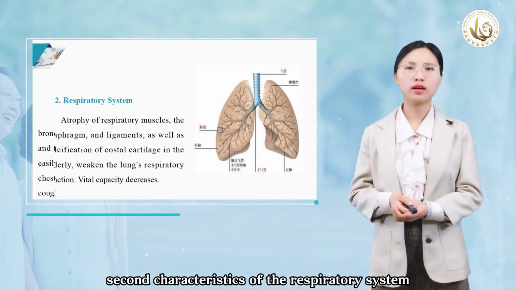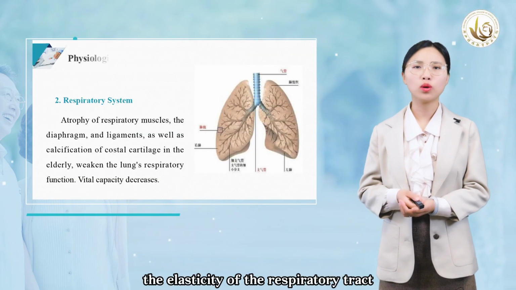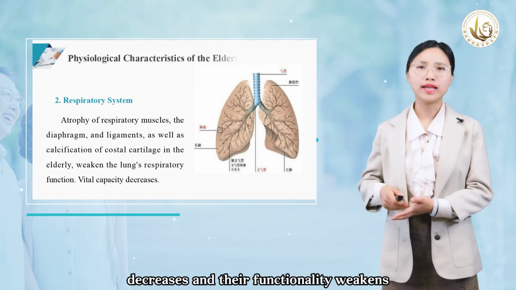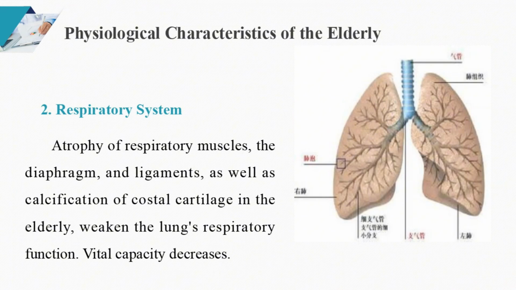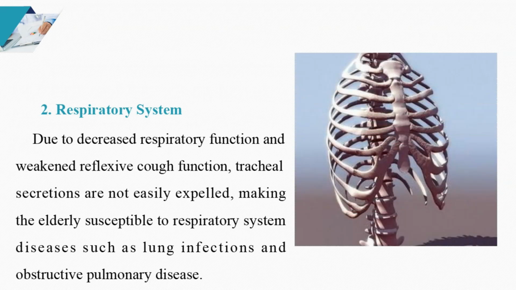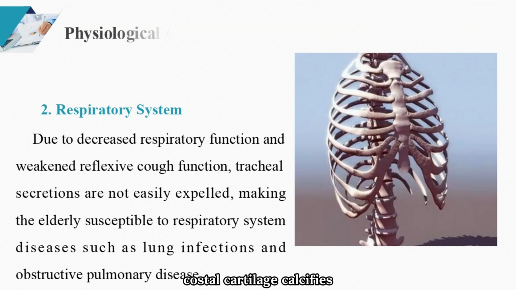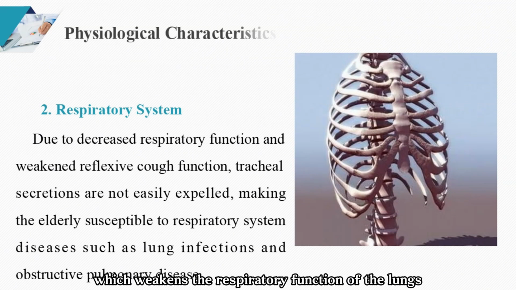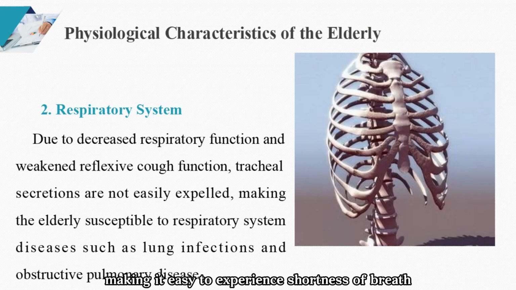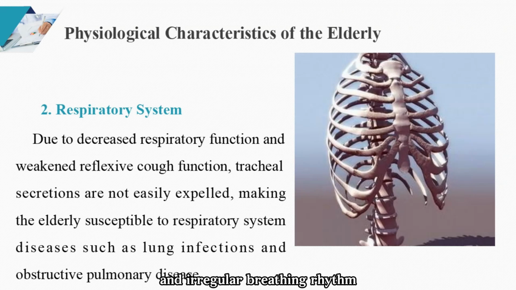Second, characteristics of the respiratory system. The elasticity of the respiratory tract, such as the trachea, decreases and their functionality weakens, and the functions of secretion and foreign body removal decrease. The respiratory muscles, diaphragm, and ligaments of the elderly atrophy. Costal cartilage calcifies, which weakens the respiratory function of the lungs and reduces vital capacity, making it easy to experience shortness of breath, difficulty in gas exchange, and irregular breathing rhythm.